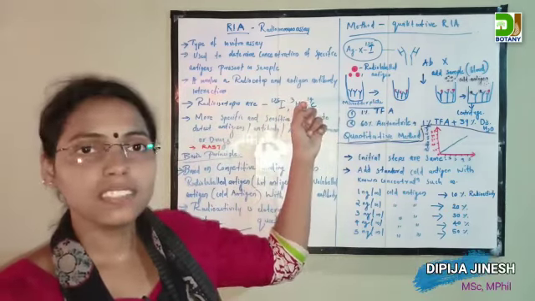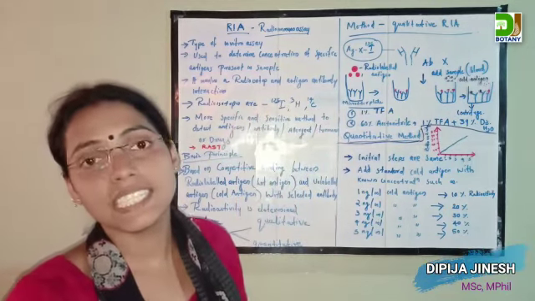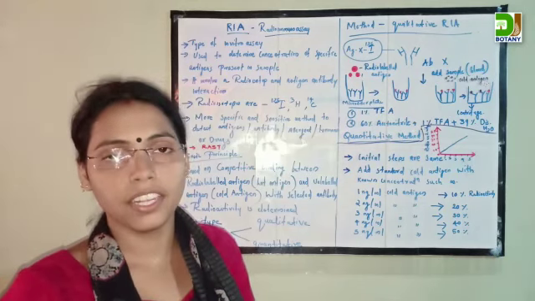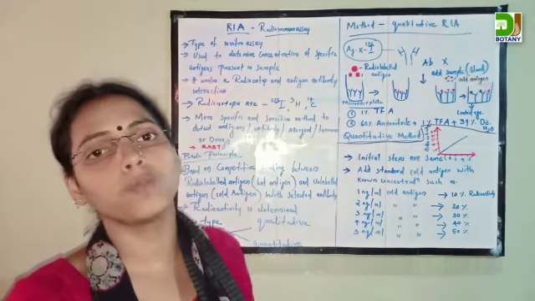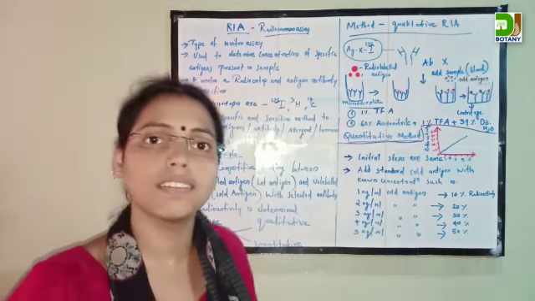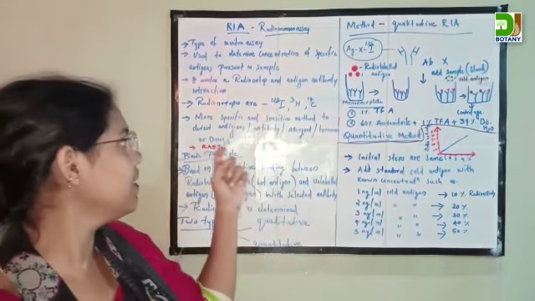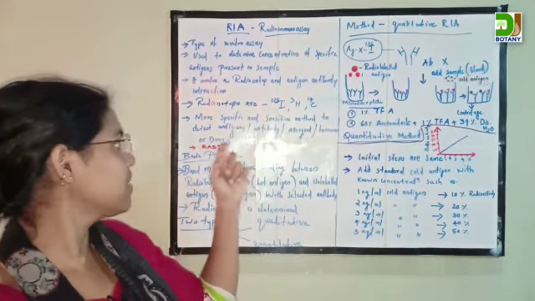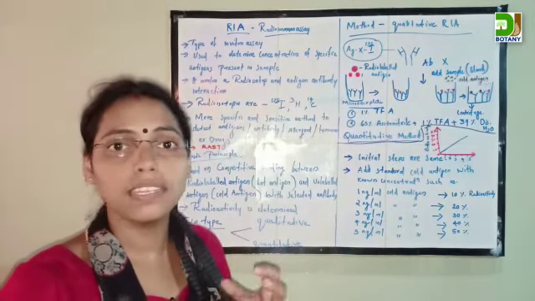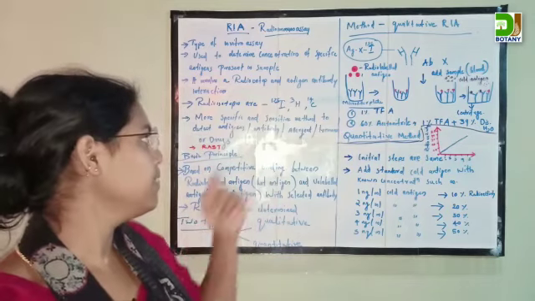H3 means it's tritium. It's the most specific and sensitive method to detect the concentration of antigens, antibodies, allergens, hormones or drugs. The RIA method which is used to detect allergens present in the blood is called RAST. RAST means radioallergosorbent test. It is used for detecting the presence of allergens in blood.